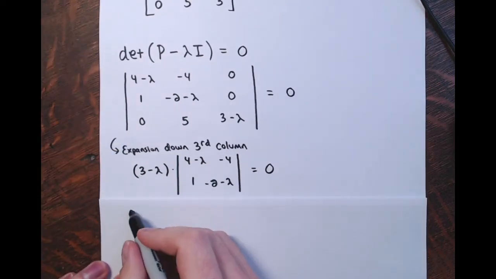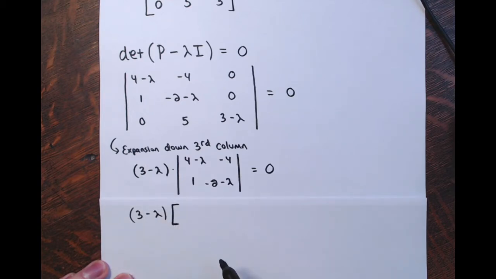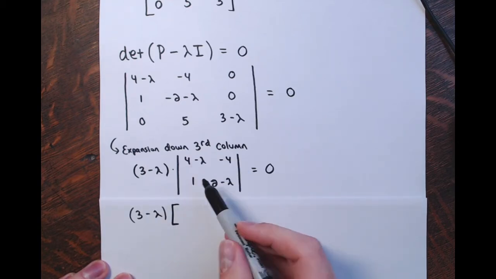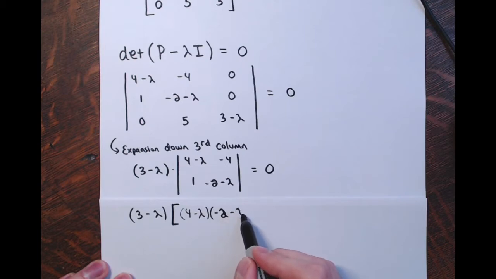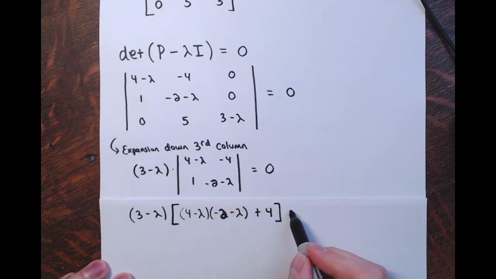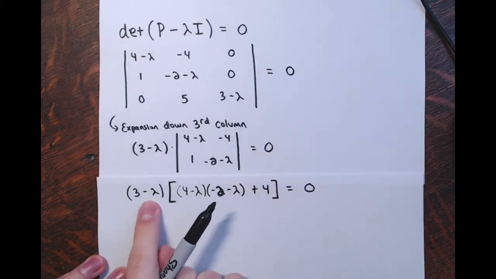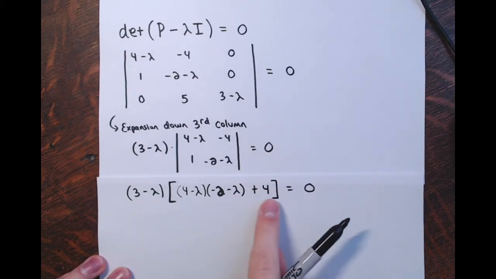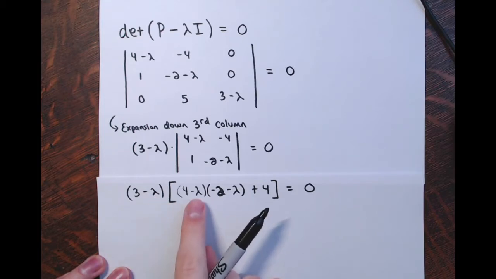And so we have 3 minus lambda on the outside times, and I'll put some brackets in here, this 2 by 2 determinant: 4 minus lambda multiplied by negative 2 minus lambda, and then minus negative 4, so plus 4. And again, when's this equal to 0? Now the 3 minus lambda, I'm not going to do anything with that. That's already a factor of this, so I know one of the eigenvalues is 3. I'm just going to work on the one in here.